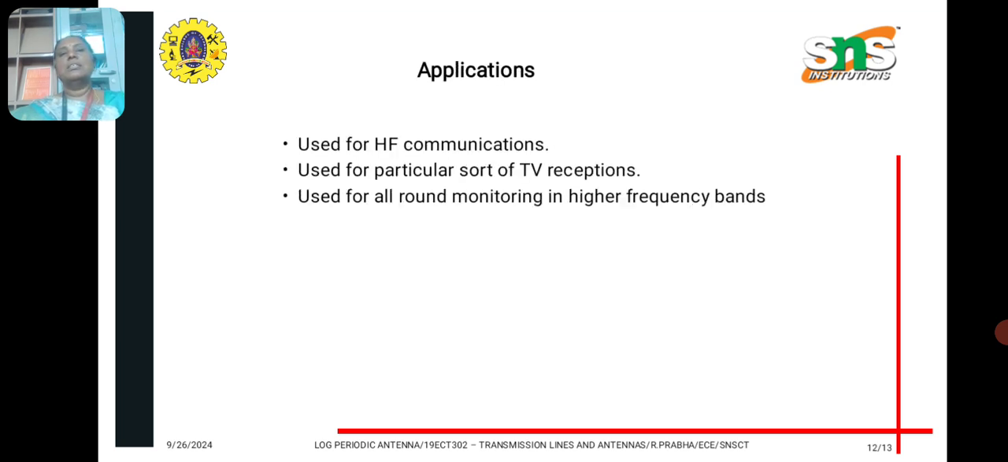Applications: these log periodic dipole antenna arrays are used for high frequency communications, used for particular sorts of TV reception, and used for all-round monitoring in higher frequency bands.